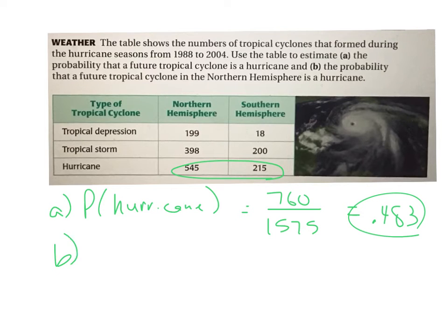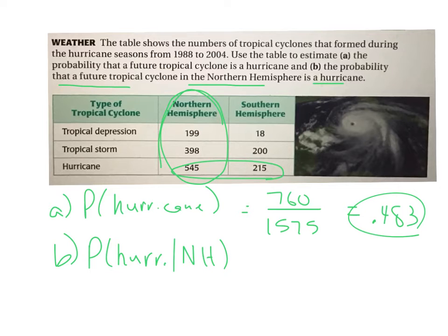Now read part B. Part B says the probability that a future tropical cyclone in the northern hemisphere is a hurricane. So that means I want the probability that it's a hurricane, I'm going to abbreviate hurricane like that, given that it's in the northern hemisphere. Okay, probability of a hurricane given that it's northern hemisphere. So that means all I'm looking at is this column right here, because it says northern hemisphere. So how many storms in the northern hemisphere altogether? If you add those numbers up, you get 1142. How many hurricanes? 545. And if you do that decimal there, it's about 0.477.